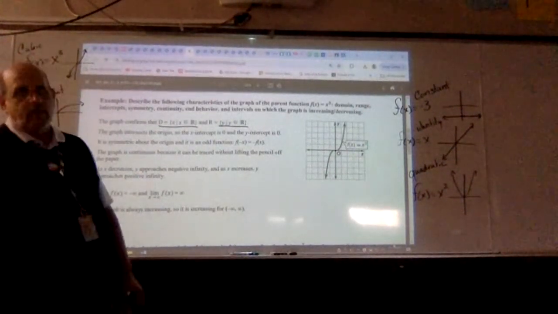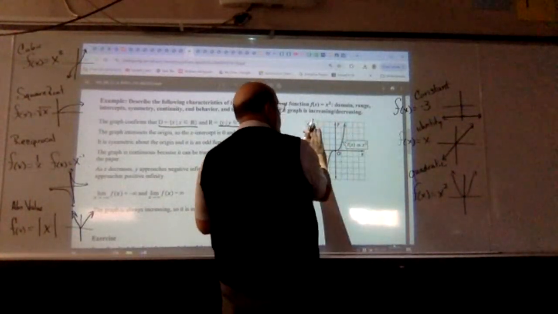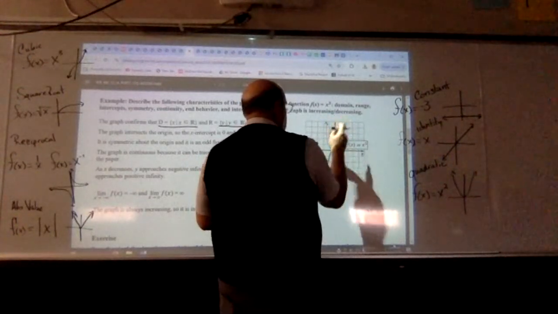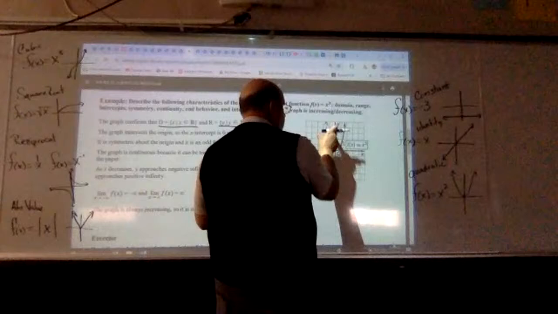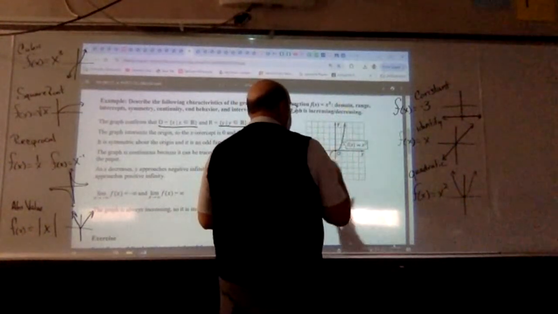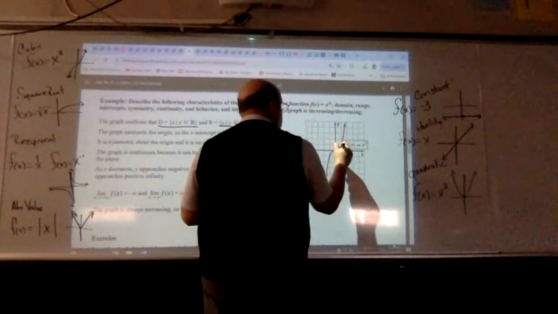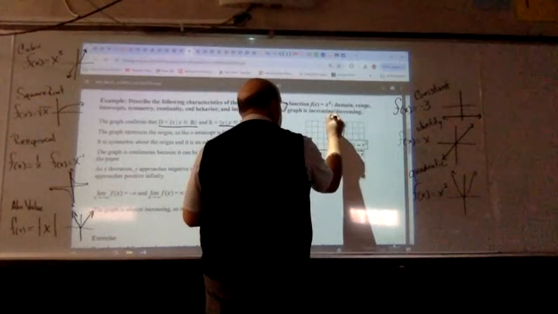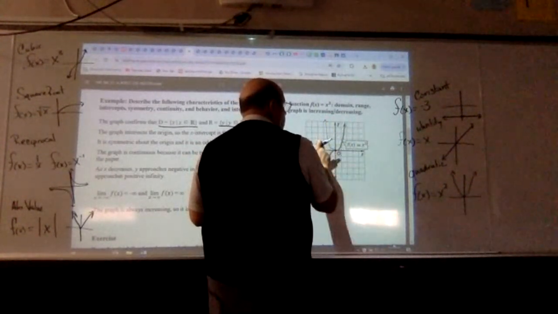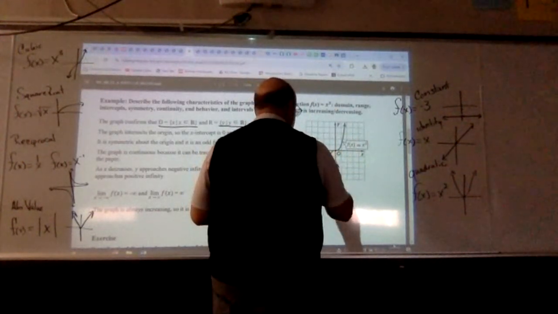Symmetry. If I fold this side over here, it would look like this, right? Are these right on top of each other? Are they exactly the same? No, one's going down, one's going up, right? If I did the same thing here and folded it up, this would end up looking like this, right? Now, is this exactly on top of this? No, it's over here.